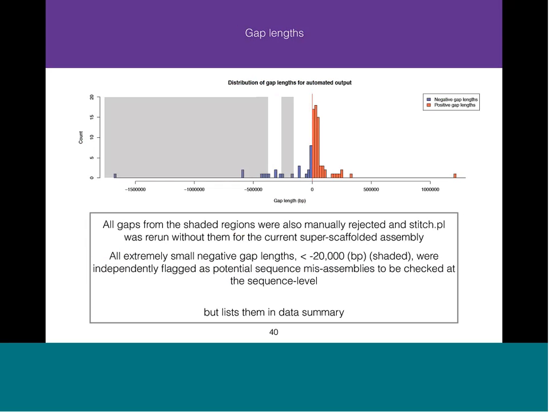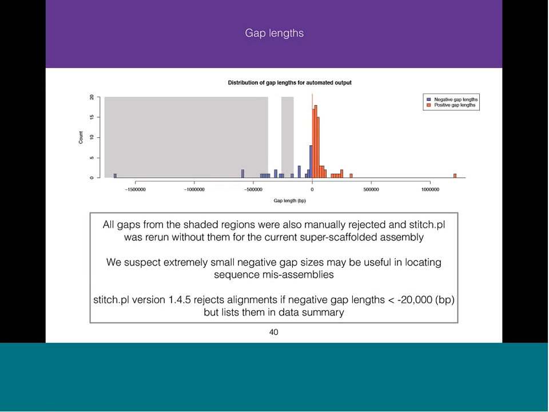All of the shaded negative gap links that you see right here actually represent negative gaps that I manually rejected and reran stitch. So we got rid of the majority of our extremely small negative gaps. And in stitch version 1.4.5, which is the most recent version, we actually reject alignments if their gap links are less than negative 20,000. But we do list these alignments in the data summary because we think that these might be things that need to be evaluated by the researcher.